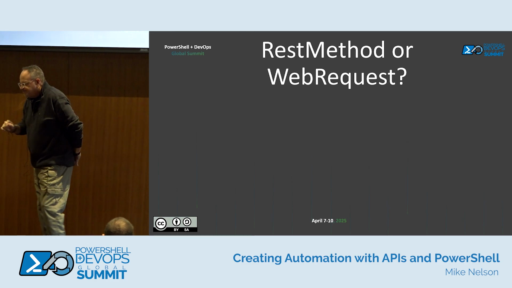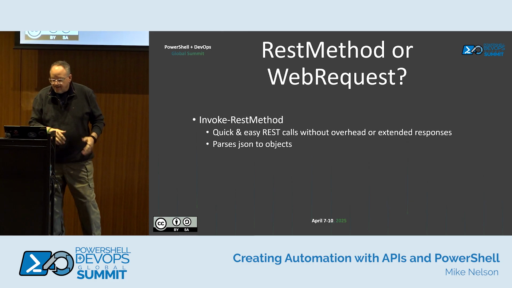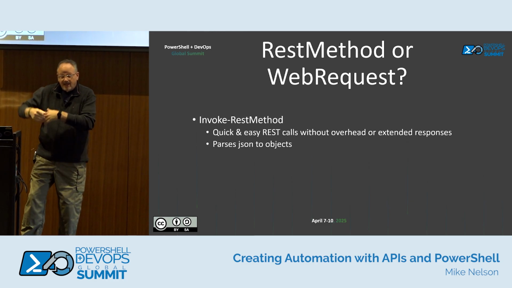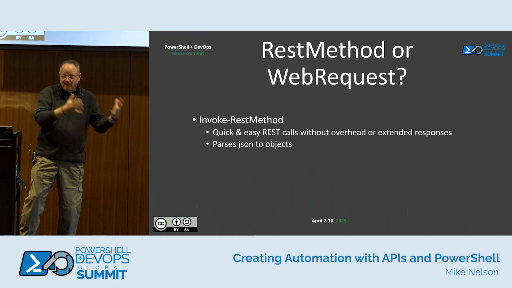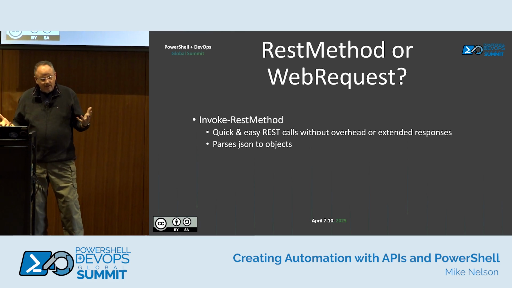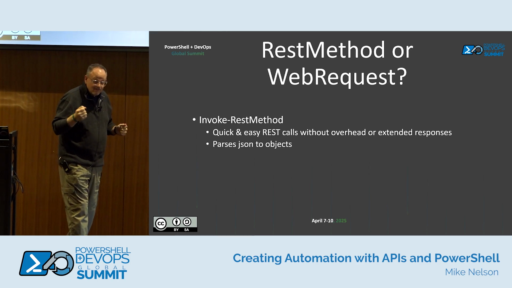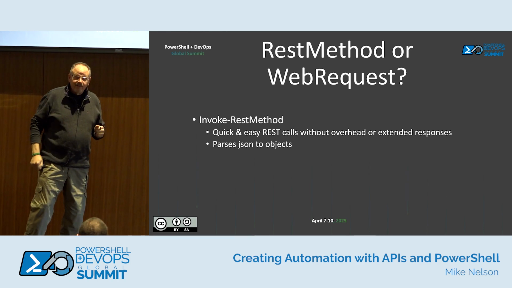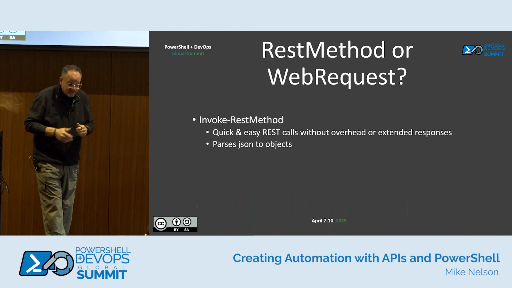No? All right. So the big thing is it parses JSON to objects. Okay? So it actually takes the JSON and converts it to objects. And it's really quick and easy, right? So REST is the way if you just want to talk REST, raw REST, directly to the API. You want to use the REST method.